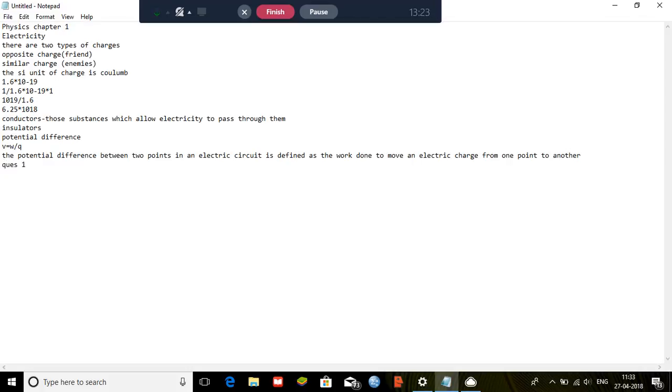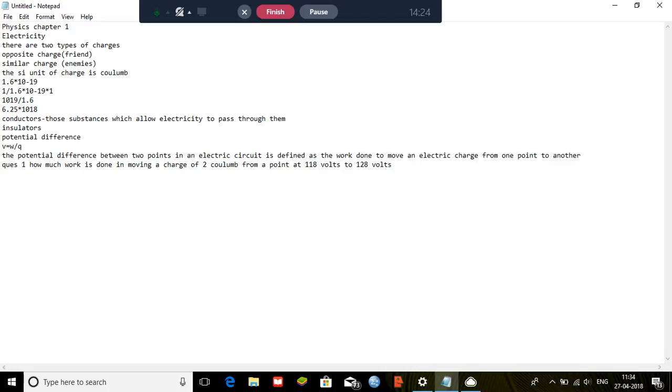Question one: how much work is done in moving a charge of 2 coulomb from a point at 118 volts to a point at 128 volts?